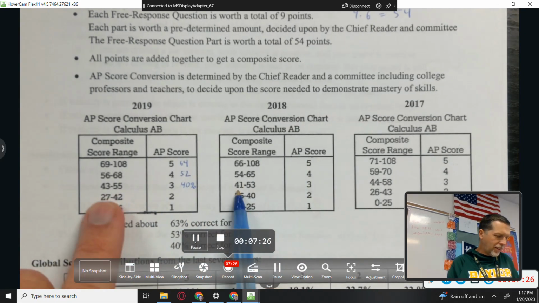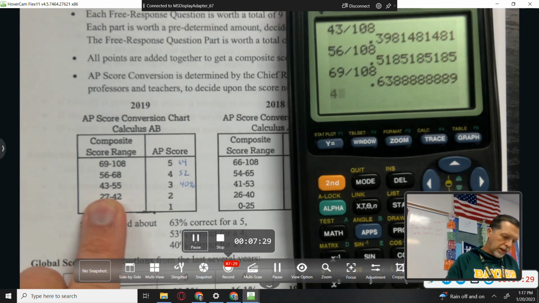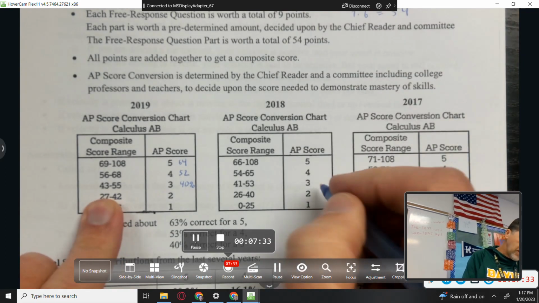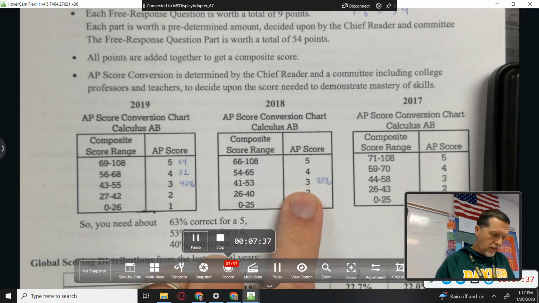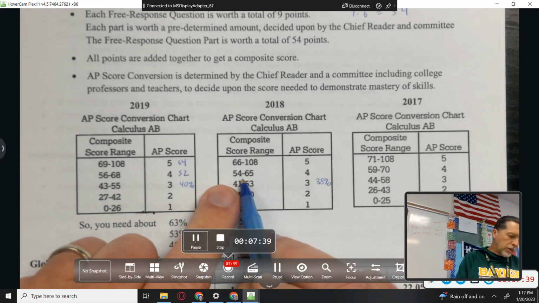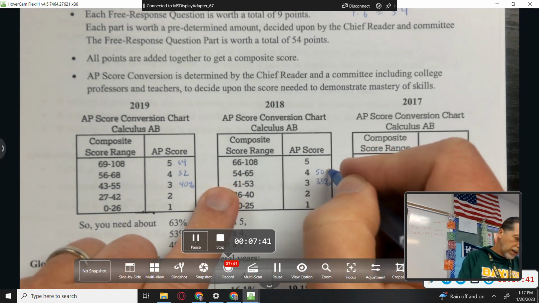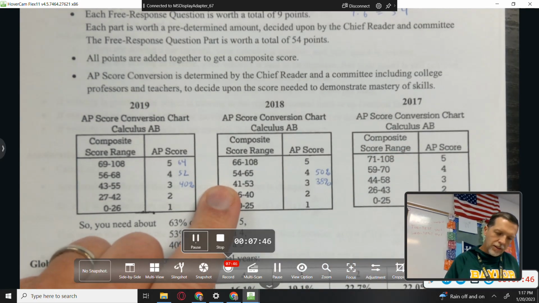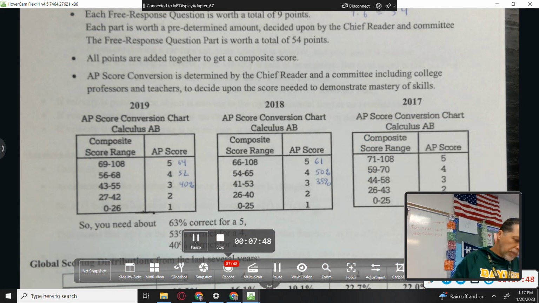2018, look at that, that's even lower. 41 out of 108. I'm not going to do this for all of them, I'm just curious now. So 38. Make a 38%, and you pass. 54 out of 108, that I can do without a calculator. And then 66 out of 108 is 61. So kind of 40, 50, 60, but we can't know ahead of time. But that gets you in the ballpark.